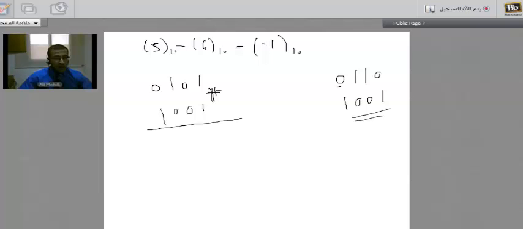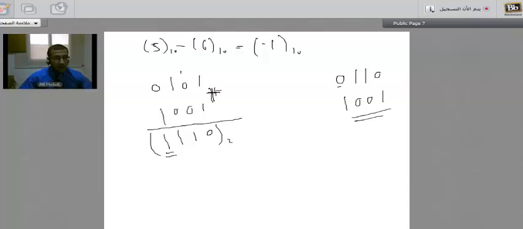Okay, let's do the addition. 1 plus 1 is 0 carry 1. Bring down this 1, this 1, and this 1. Now, have a look at something here. We do not have an overflow here. There's no overflow. Can you see we've got 4 bits as we started? But the most left digit here is 1, which means the number is negative.